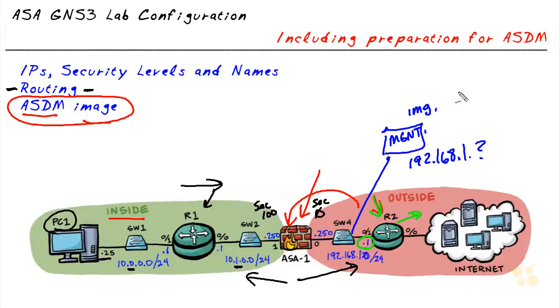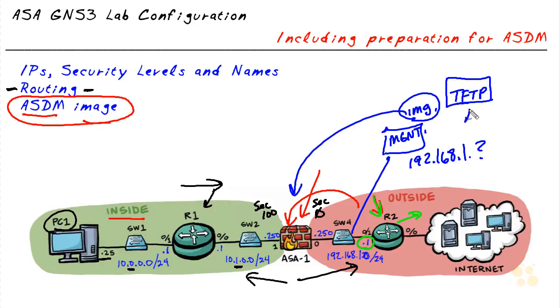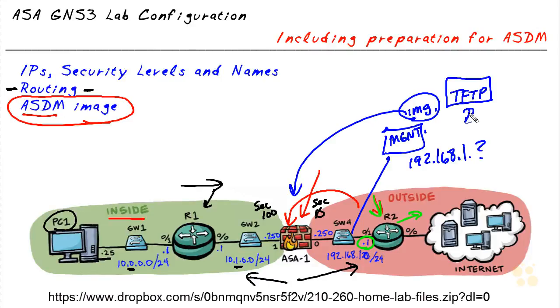I'll set up a really simple TFTP server because somehow we need to get the image for the ASDM over to the flash of the ASA. There's lots of TFTP servers that are free out there. For example, SolarWinds has one, and there's a plethora of other ones. Whatever TFTP server you want to use, we're just going to set up a simple TFTP server on this management computer and then copy the ASDM image over to flash.